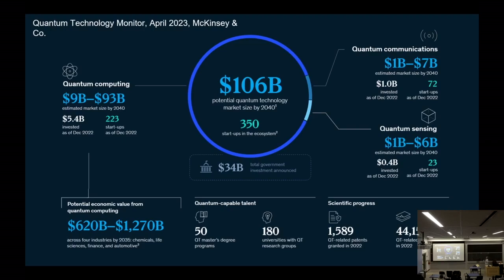So there's 50 quantum master's degree programs around the country. There's 180 universities with quantum research groups. There's verging on 2,000 quantum-related patents granted just in 2022. And there's 44,000 publications on this topic. And so this was part of the impetus for creating a class like this, to make sure that we don't miss the boat.